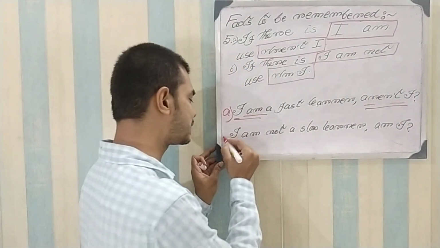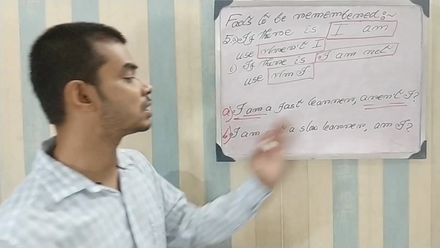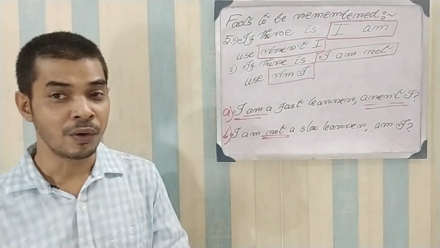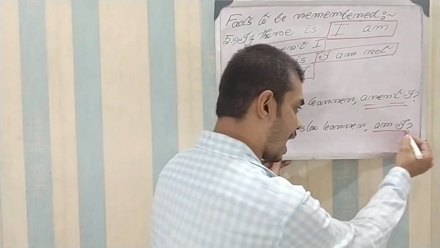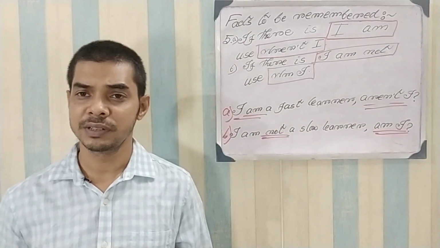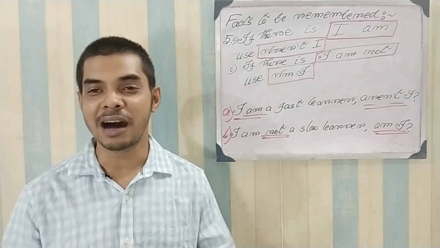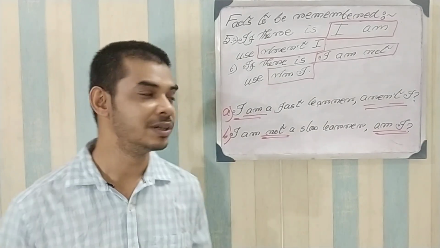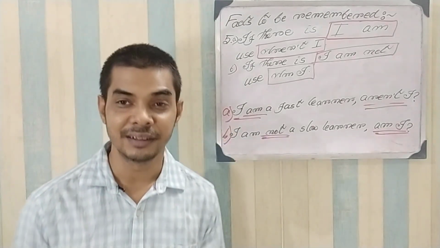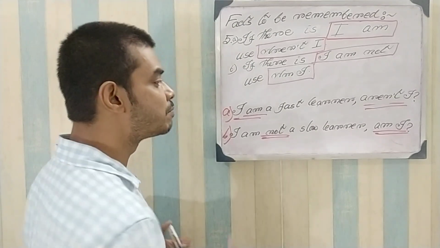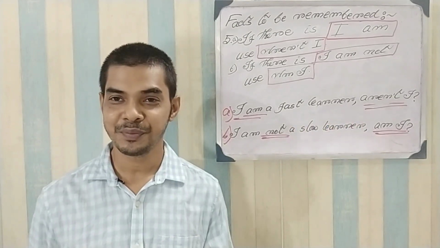And for the second, I am not a slow learner. So you can find that there is a negative statement. So here the question tag would be am I? So it's very simple. If it's with I am, you won't have to think what you'll do. Simply put aren't I. If it's I'm not, you don't have to think anything. Simply put am I. So that's all.